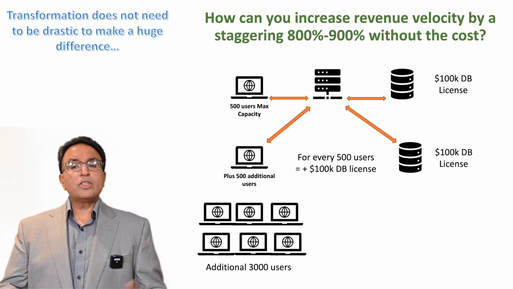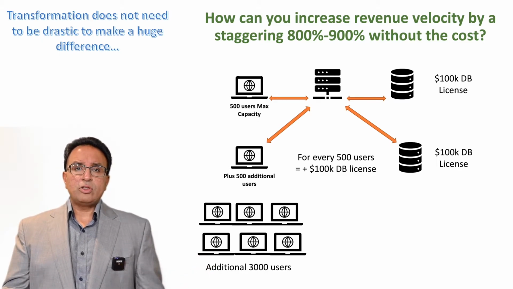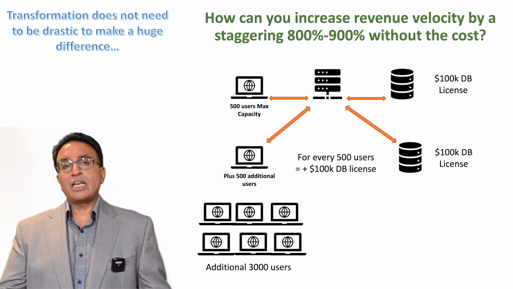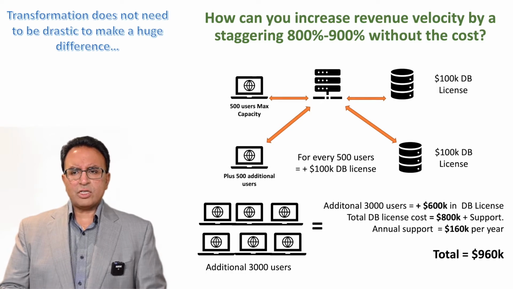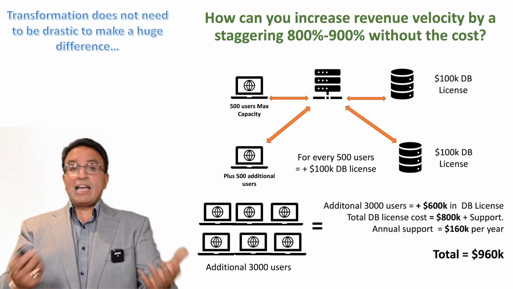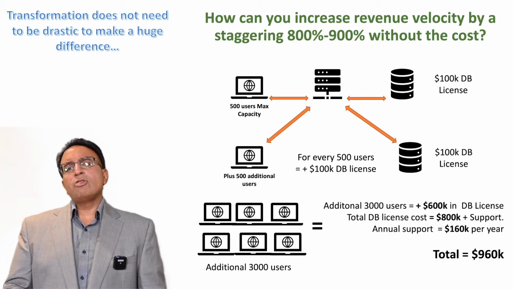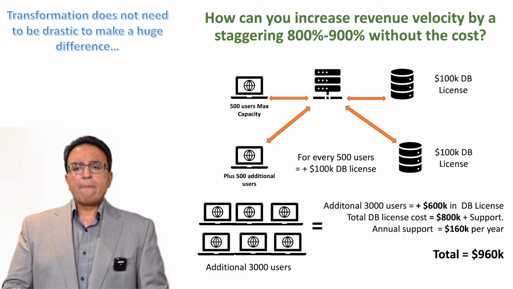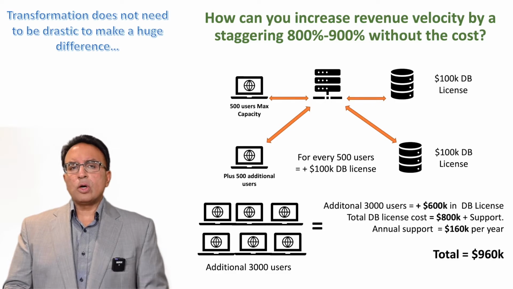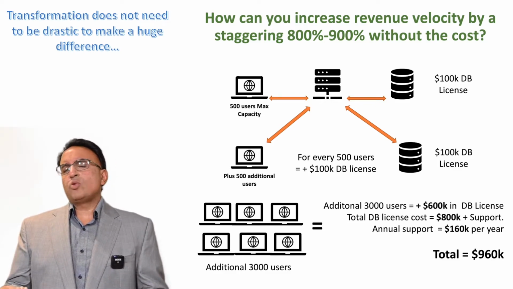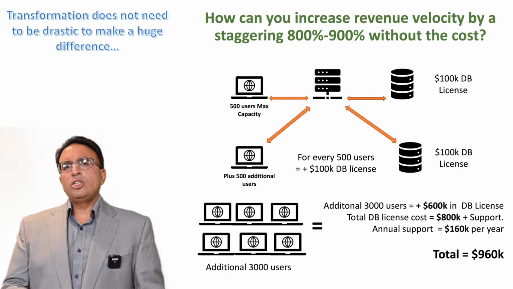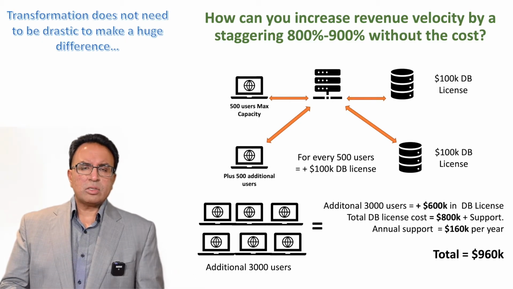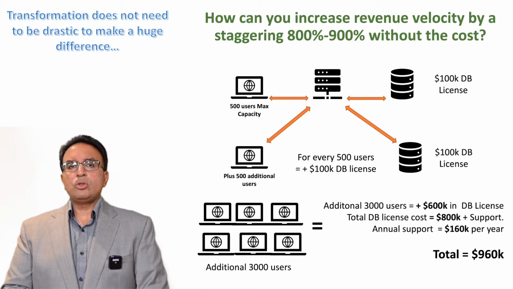Conversely, if you went up by an additional 3,000 users, so 3,000 plus 500 plus 500, that's 4,000 users, arguably you have to spend another $600,000 in database license fees. So this example solution would cost about $800,000 in license fees alone, but that would get you 4,000 concurrent users. You then have to consider your annual support cost. Most software vendors charge about 20% of the perpetual license as a support cost. In this case, at $800,000, you've got an additional cost of $160,000 per year in perpetuity, as long as you keep those databases live.